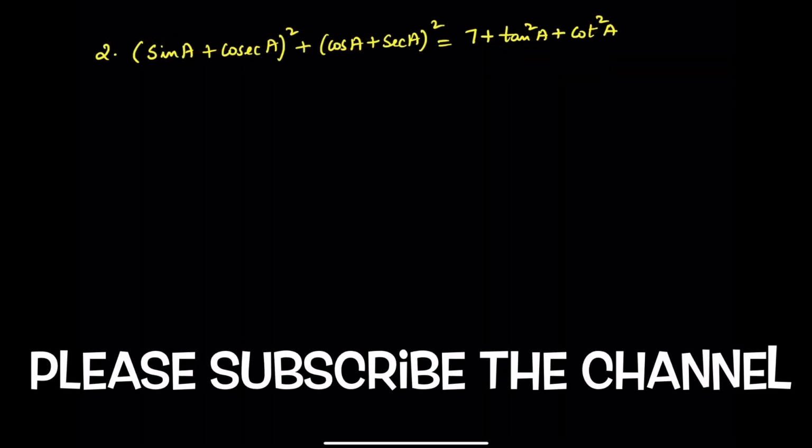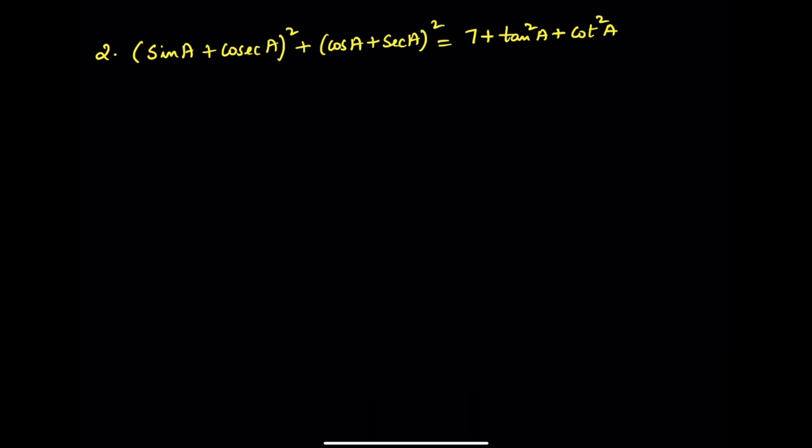Now let's solve the second problem. Here we have to prove that (sin A + cosec A) whole squared plus (cos A + sec A) whole squared is equal to 7 plus tan² A plus cot² A. So on the right hand side, we clearly see that we only have tan² A and cot² A. That means we are going to use trigonometric identities again, which are related to tan and cot. And which are those? 1 + tan² A = sec² A, and 1 + cot² A = cosec² A.